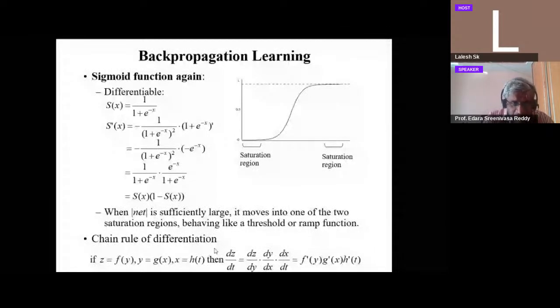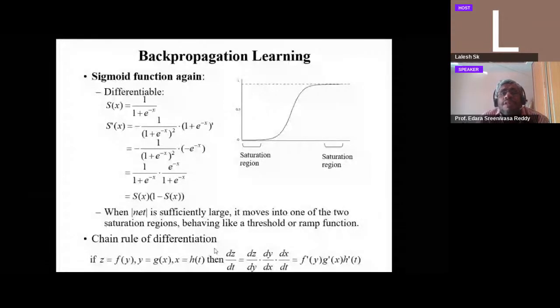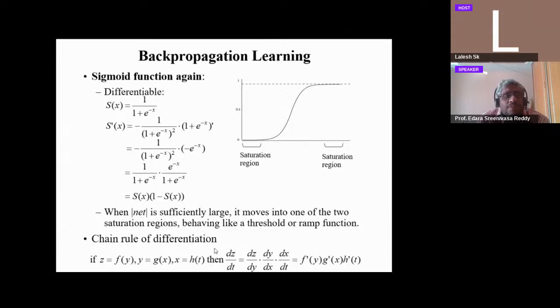And here we are using, as I said in the previous slide, the sigmoid function. When we differentiate the sigmoid function, I can write it as s dash of x, that means differentiation of sigmoid function, s of x into 1 minus s of x. See here, it is similar to the step function only. If you use step function, as we said, it is perceptron learning. The only difference is in step function we have sudden change, that is only to access binary activation 0 or 1. Whereas here it is a smooth change. It allows a number of variations. So when the response of the net is sufficiently large, it moves into one of the two saturation regions, behaving like a ramp function.